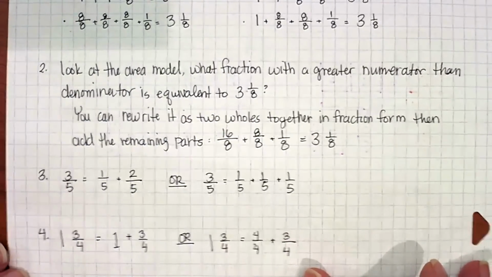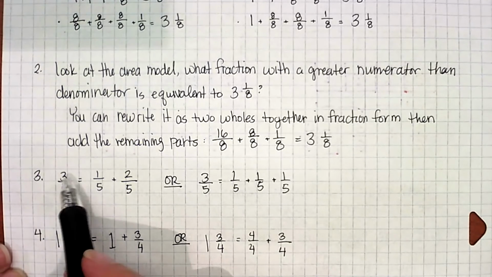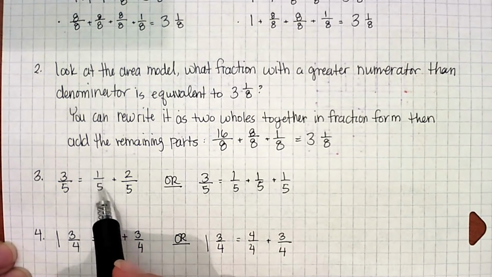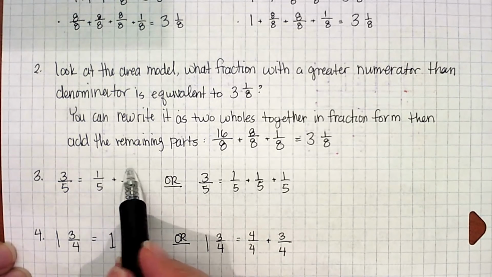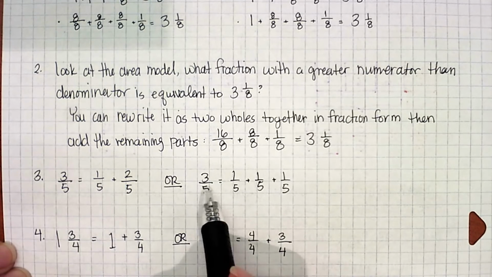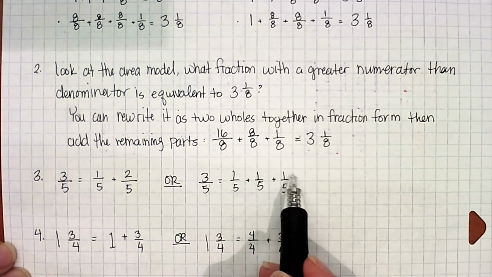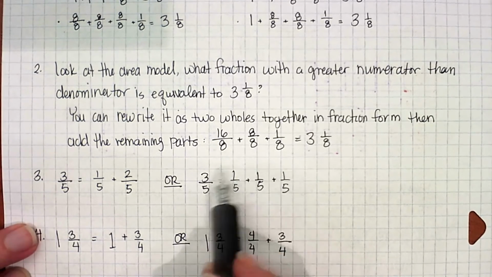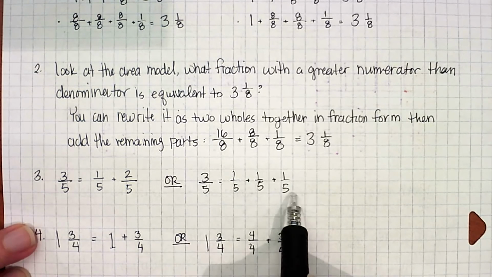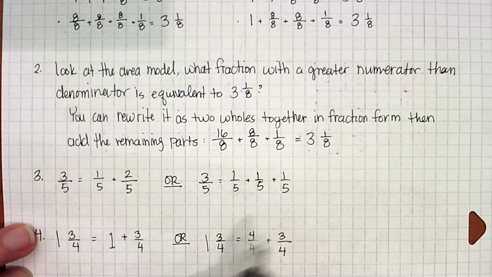Now for numbers 3 and 4, 3 is asking you to find 2 different ways to make 3/5. So we could do 1/5 plus 2/5 because 1 plus 2 is equal to 3. Or we could do 1/5 plus 1/5 plus 1/5. So 1 plus 1 plus 1 is equal to 3. And notice our denominator does not change, it stays the same.